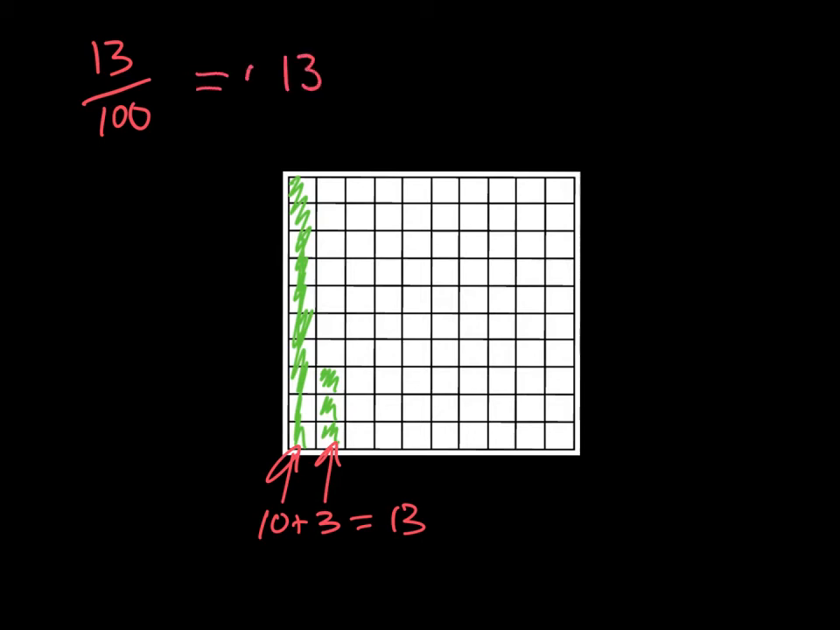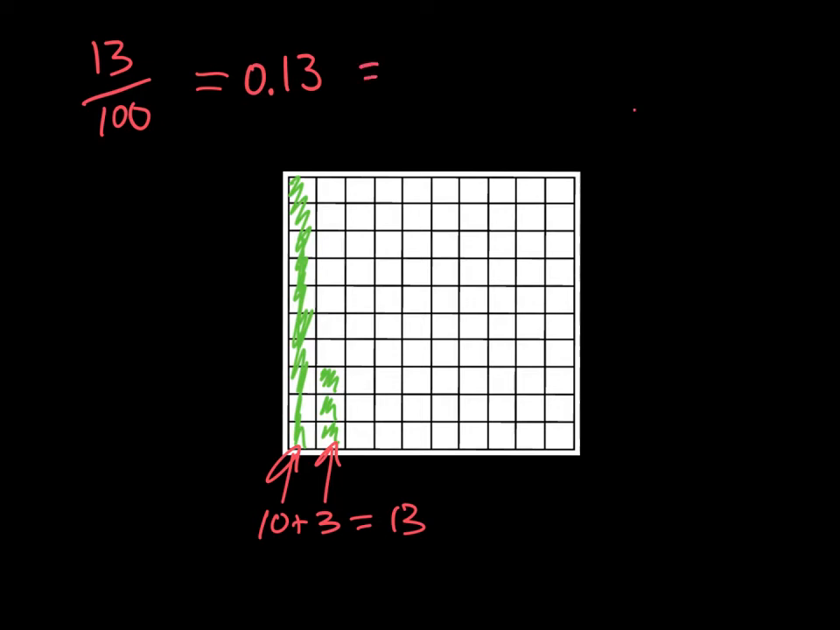So if we look at this image of the flat, or the 100% block, we can count the total number of squares that have been shaded in green, and we can say that we have 10 in this row and 3 in this row, and 10 plus 3 gives you 13. That means that 13 out of 100 are shaded in green. We're also able to convert that into a decimal, saying that 13 hundredths are shaded in green.